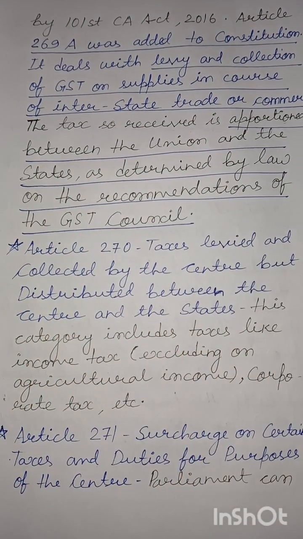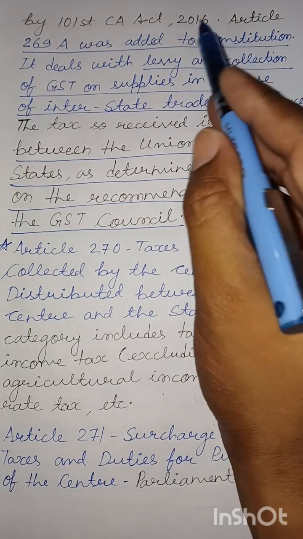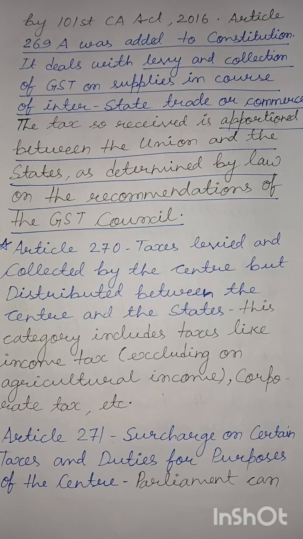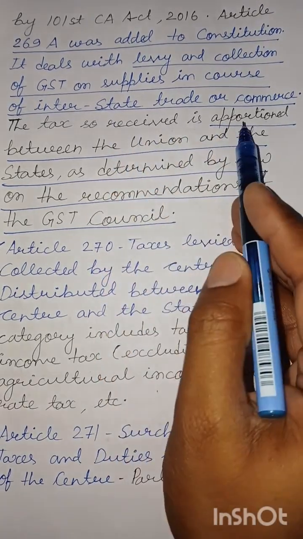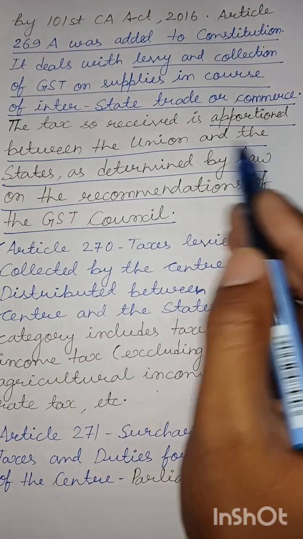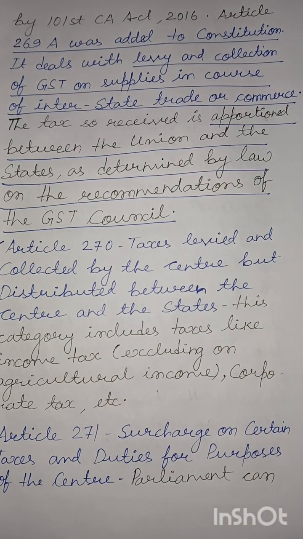Basically, GST comes into play with regard to Article 269A, which deals with levy and collection of tax on supplies in the course of interstate trade and commerce. And the tax proceeds of this kind are apportioned between the Union and states on the recommendation of the GST Council through a parliamentary law.